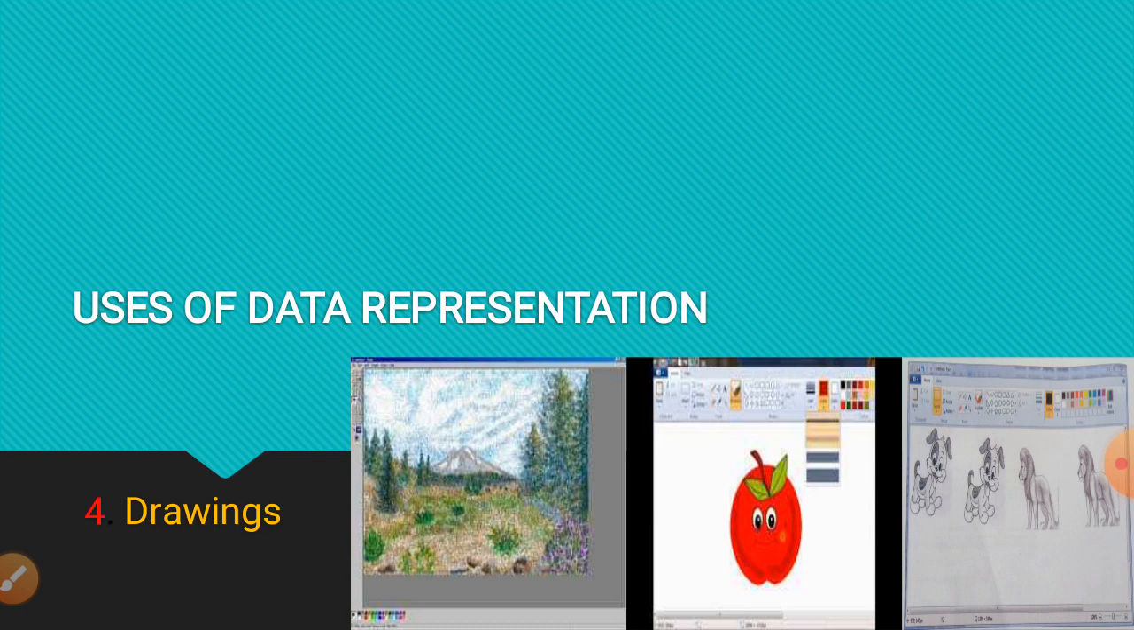Now I hope you have really understood what data representation means, the methods we can represent our data, and also the uses of data representation. Yes, I know you've learned a lot in this lesson.